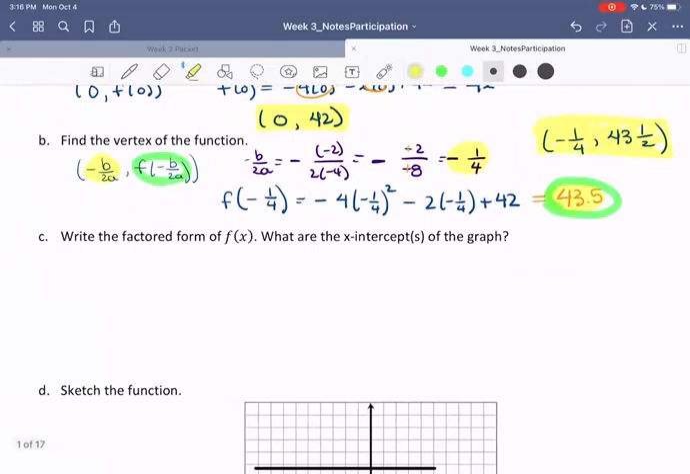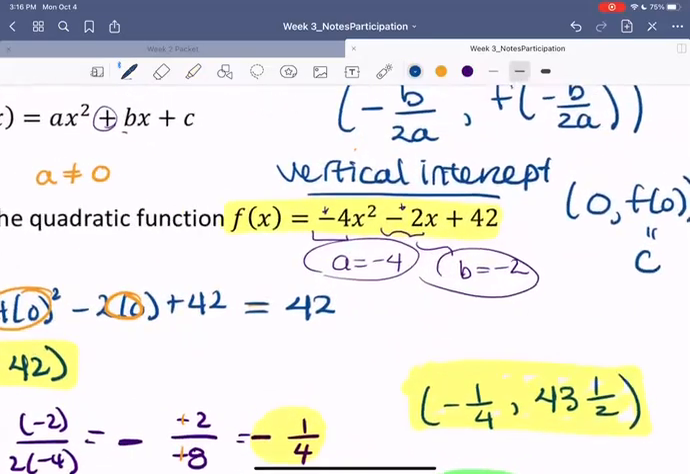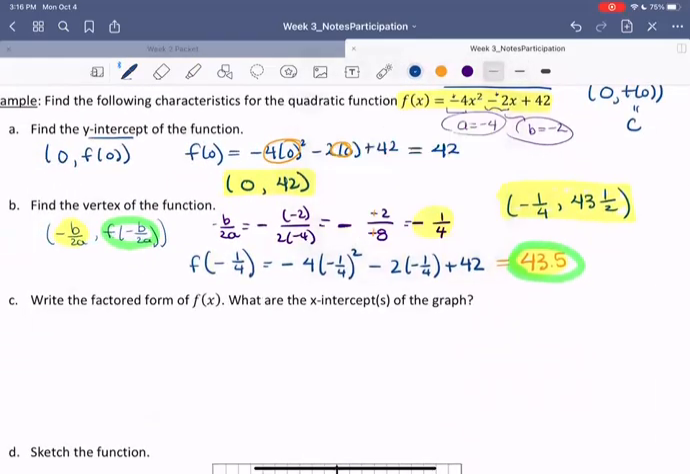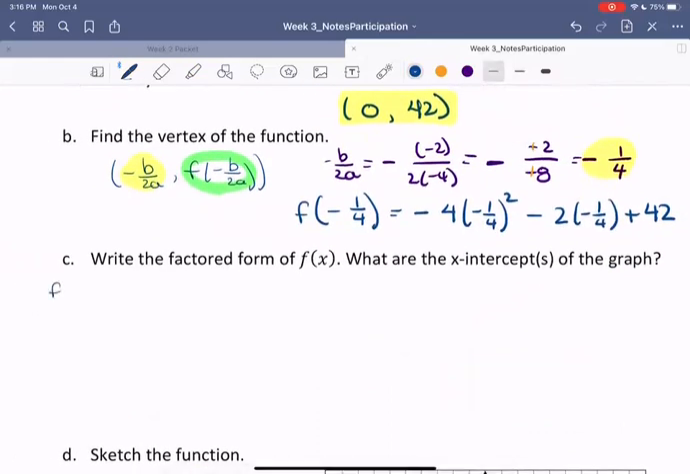All right, now let's look at part C. Part C says, write the factored form of f of x. And then from there, what are the x-intercepts of the graph? So our hope here is to write f, this function here, as a product. So we want to try to combine some like terms or factor by grouping. I'm going to start by just rewriting that function so that we have it down here. So we have f of x equals -4x squared minus 2x plus 42.